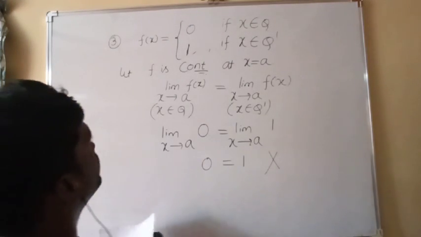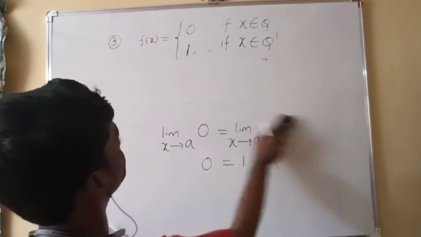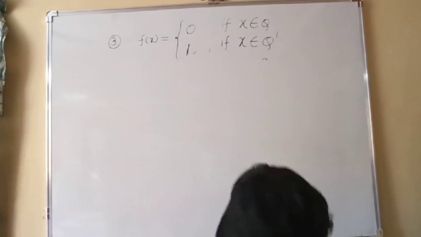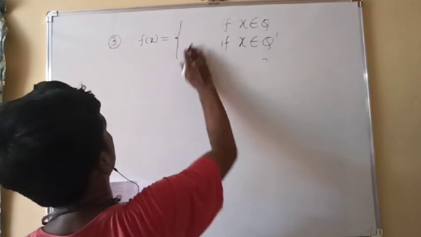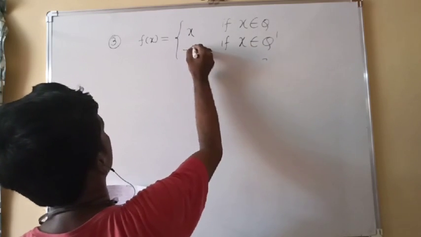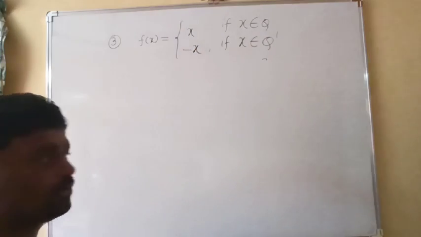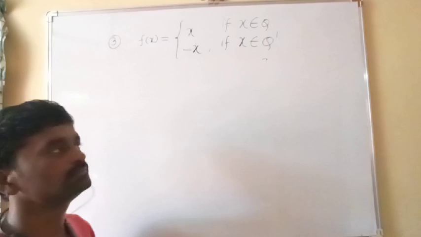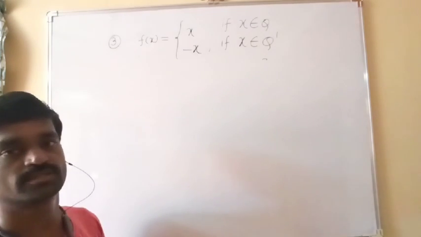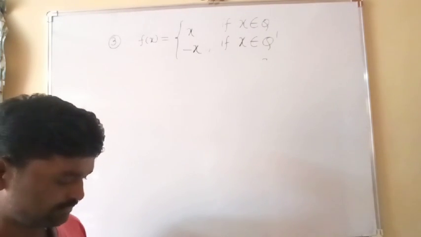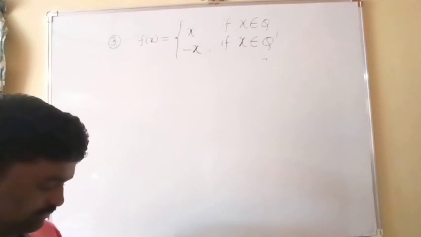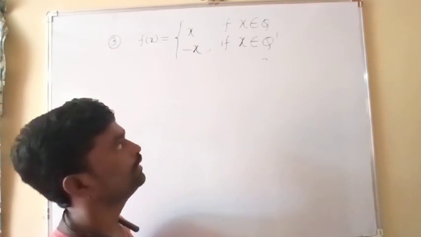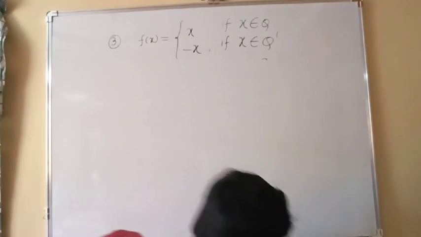So then take this as homework, same model. This definition is x and this definition is minus x. f of x is x if x is rational. f of x is minus x if x is irrational. Next, fourth type.